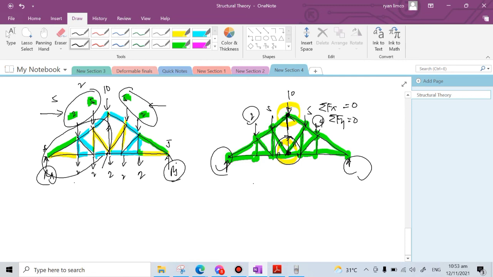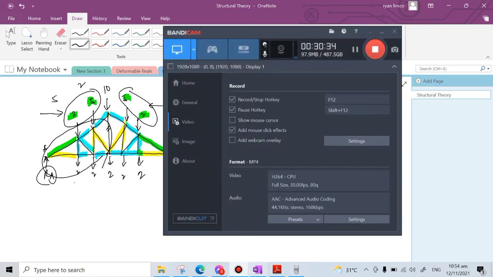Any other questions? May tanong pa ba sa joint method? Or shall we proceed na sa section? Magkakat lang ako ng recording.